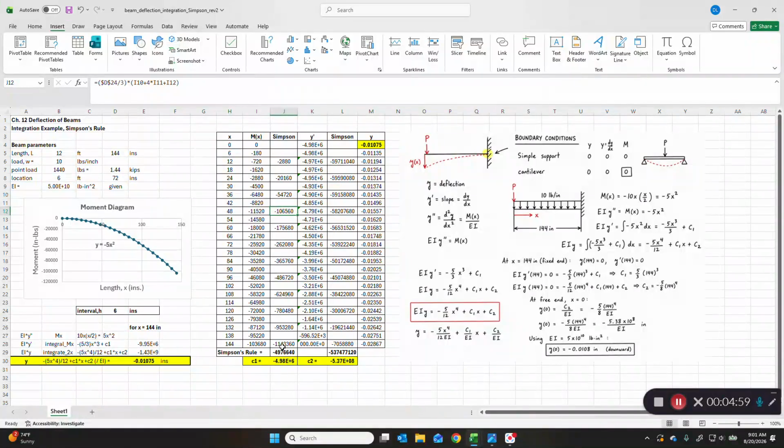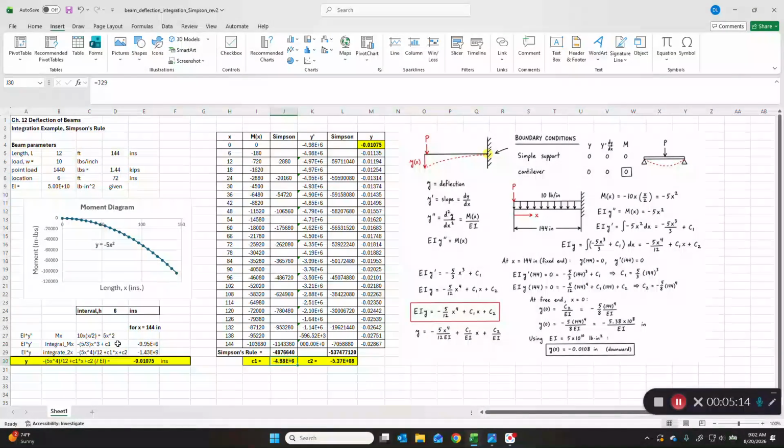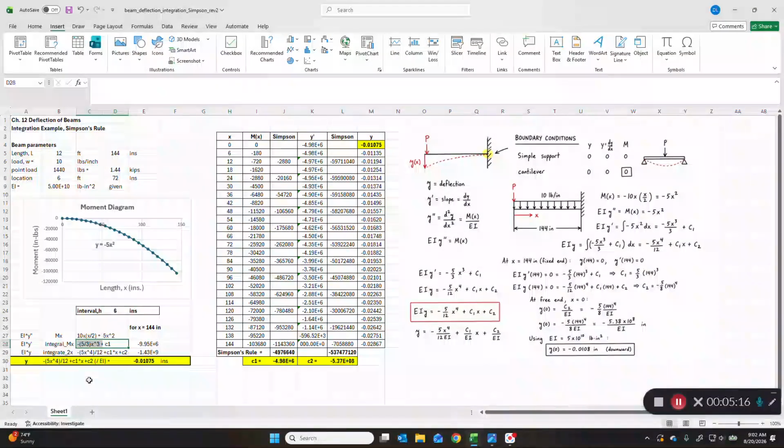All the way down to the end of the length L at 144. And then we're going to sum all that. And when we sum this column, we get constant 1. There it is. So if we plug constant 1 into this EIY prime equation, as you can see it here, minus 5/3 x cubed plus C1, we're going to get the solution to that equation.